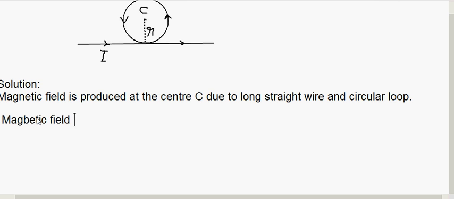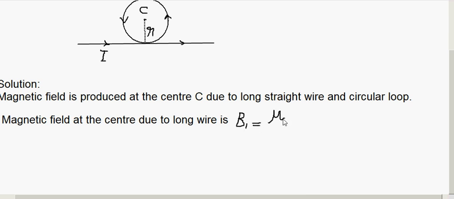magnetic field at the center due to straight wire, due to long wire, is, we know the formula, B1 equal to mu naught by 4 pi into 2I by r, because we are finding at a distance r from the conductor.